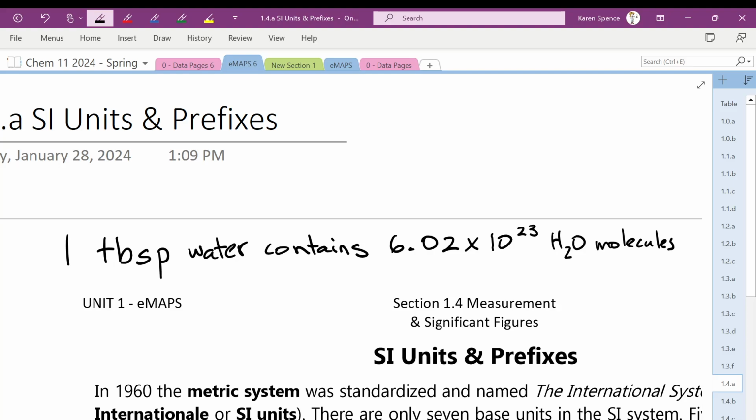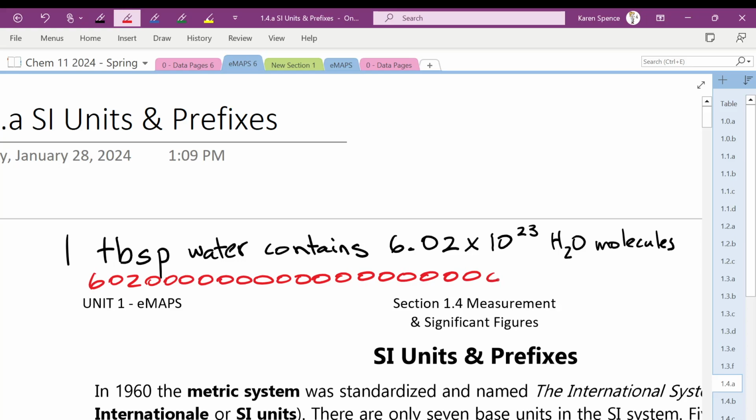So what that number is, it's actually 13, 14, 15, 16, 17, 18, 19, 20, 21, 22, 23. That many water molecules in 1 tablespoon. That's how small molecules are. Atoms are even smaller than molecules.